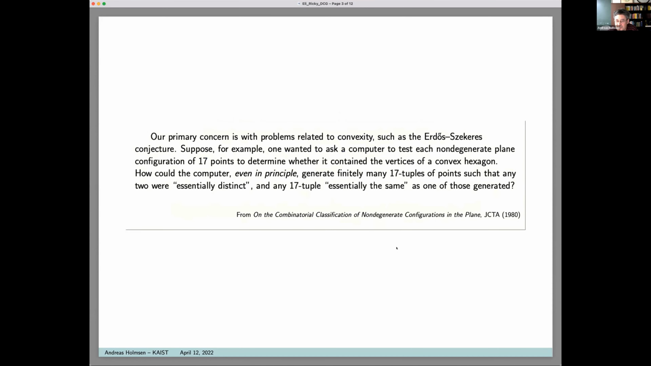Janos already mentioned this, but I thought it was nice to include this part, which is from the introduction of their very first paper. It sort of summarizes their goals and dreams at the time. It says, our primary concern is with problems related to convexity, such as the Erdős-Székely conjecture. Suppose, for example, one wanted to ask a computer to test each non-degenerate plane configuration of 17 points to determine whether it contains a convex hexagon. How could the computer, even in principle, generate finitely many 17-tuples, such that any two are essentially distinct and any 17-tuple is essentially the same as one of those generated? I think this really captures what they were trying to do in the beginning of their work.